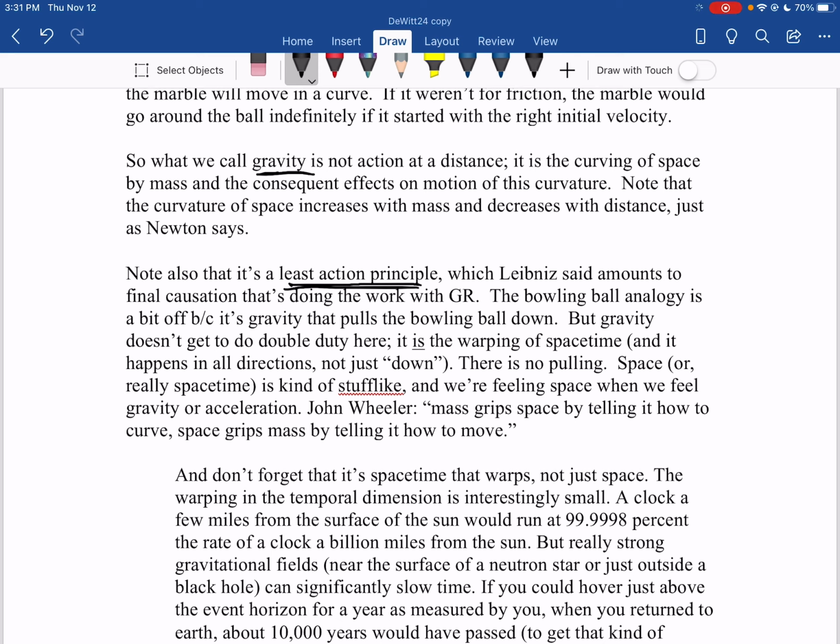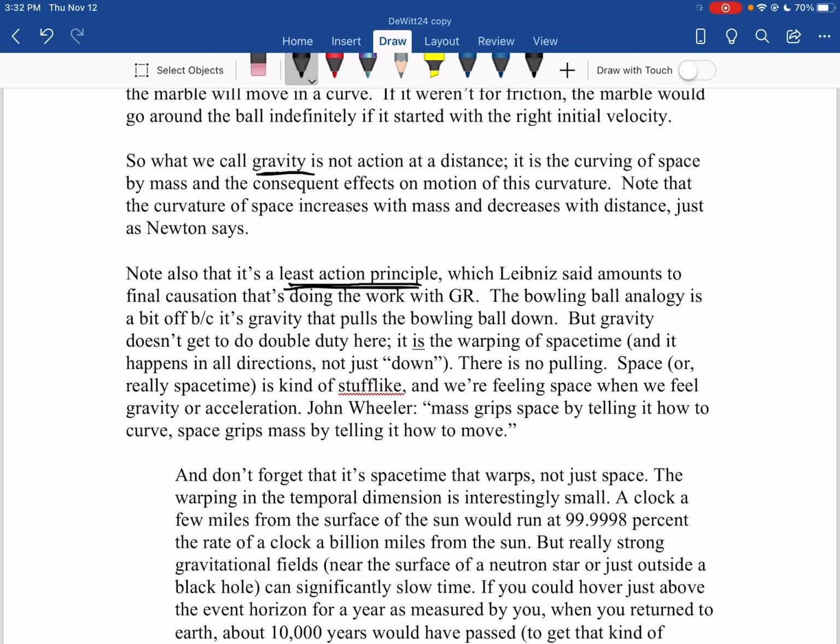Okay, a few more details just to not mislead you too much. That bowling ball on a sheet analogy is the classic analogy. And it's not wrong, it's just dangerous if you don't read it carefully. So in that analogy here on Earth, it's gravity pulling the bowling ball down. But gravity isn't the pulling down, because we don't want gravity doing double duty here. Gravity is the warping of the sheet, the changing of the shape of space-time. And it happens in all directions, not just down.